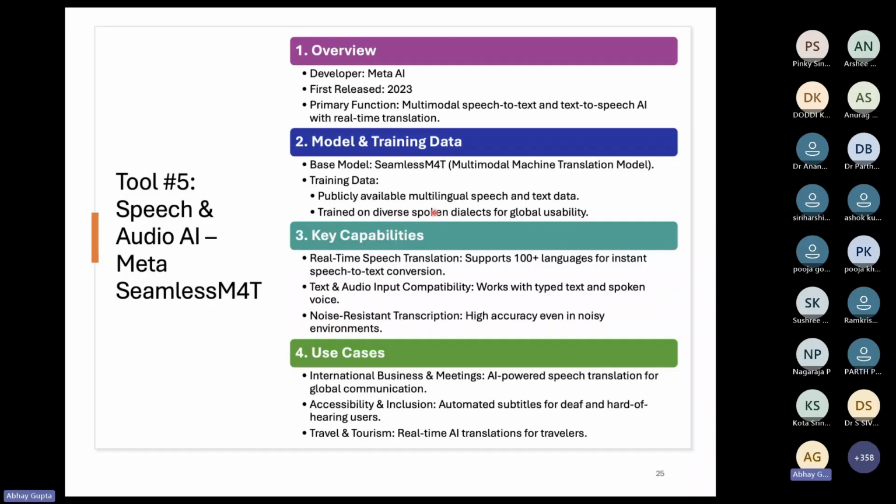Trained on diverse dialects, so that it can be used for audiences all across the globe. They support 100-plus languages, with speech-to-text conversion. So what are the use cases? Now people are doing real-time translation without using a translator.